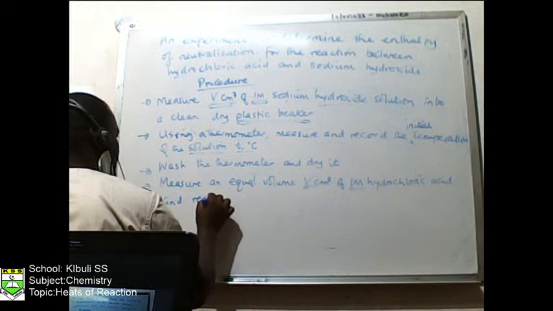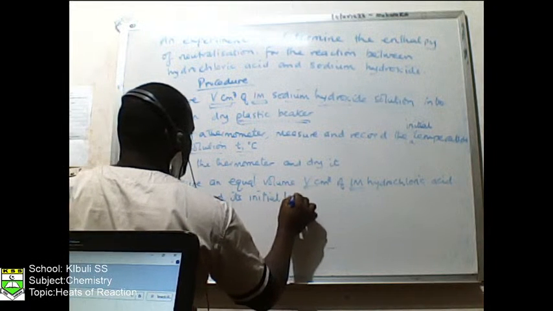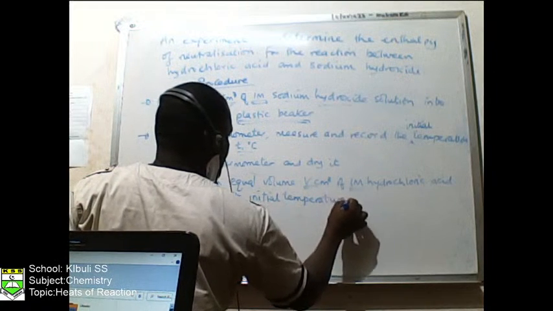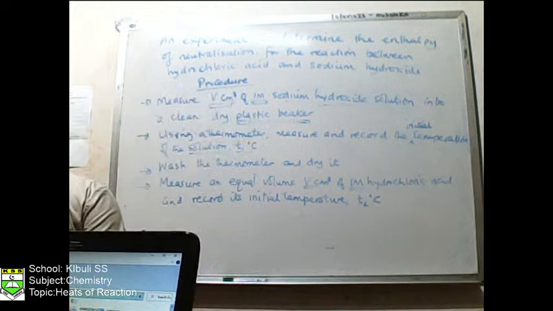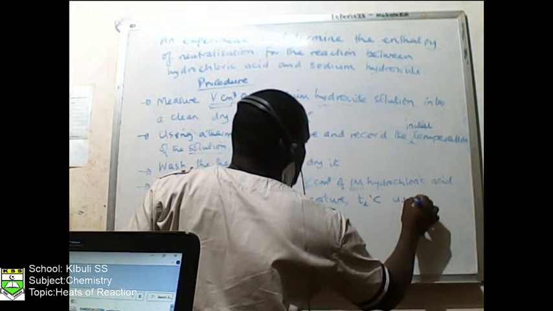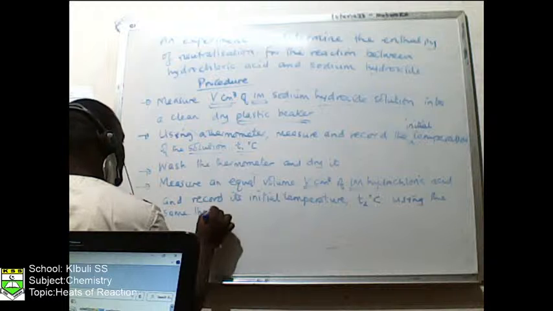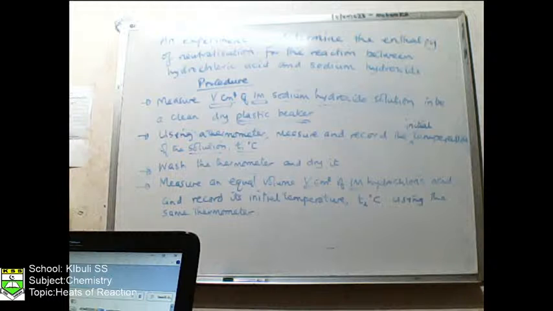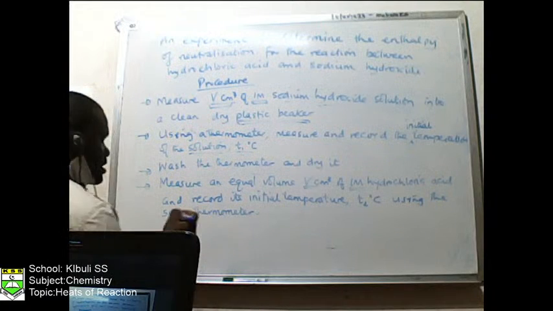And you record its initial temperature, T2 degrees Celsius, using the same thermometer which has been washed and dried. We want to use the same thermometer so that we can have the same calibration.